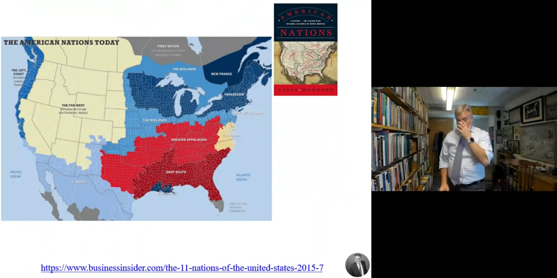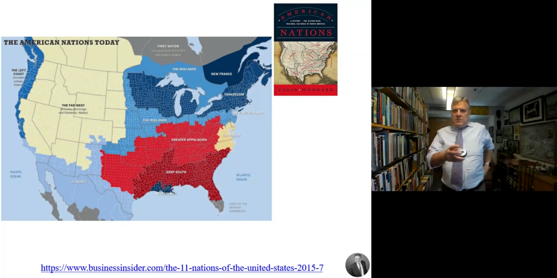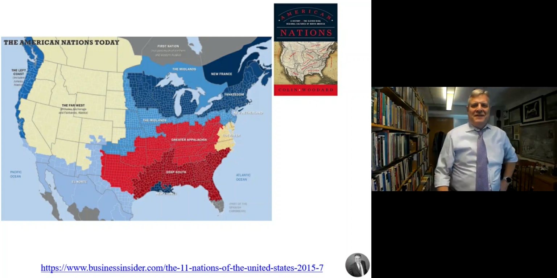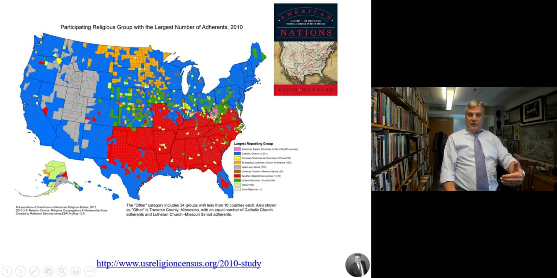This is also a clip that comes out of Colin Woodard's book. And if this map looks a little bit familiar, pay attention to things like, I don't know, where are the religious traditions in the United States now? These are participating religious groups by the largest or the modal participating group in 2010. You can see some of the same sorts of regions that are highlighted based on the cultural foundations of each area. How does that happen?